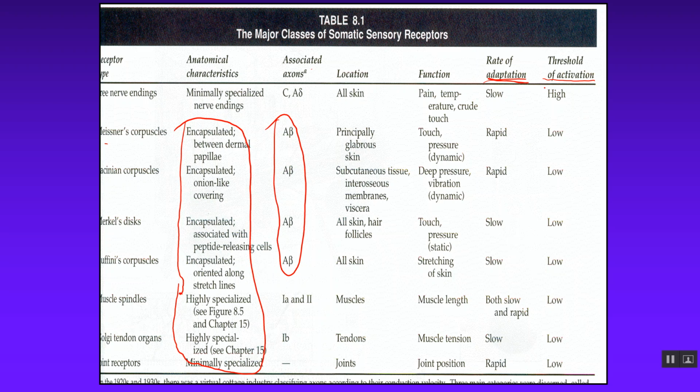Then look at threshold of activation. The only one that's high is here. All the rest are low activation. So if you just know that free nerve endings are high, all the rest are low level of activation. Rate of adaptation isn't so critical for you to know. As you start to get to know, when we go through the pathways, you'll start to just associate these with certain types of function. Then all you have to know here is these are 1As and 2s. These are 1 betas.